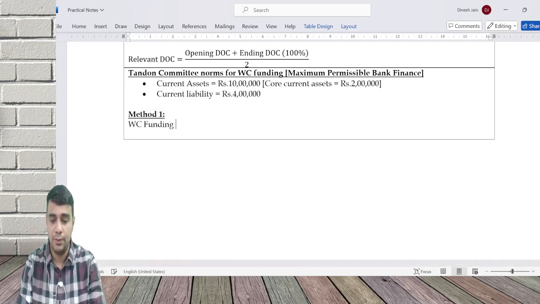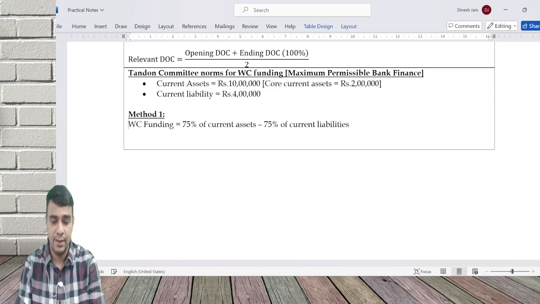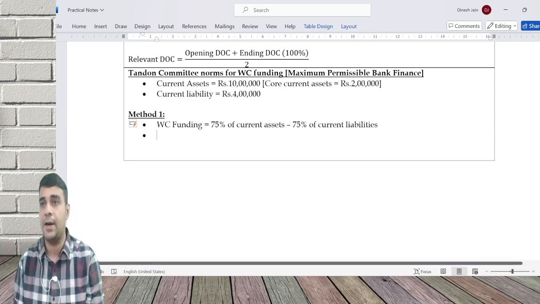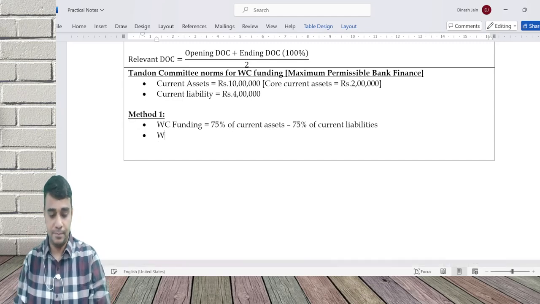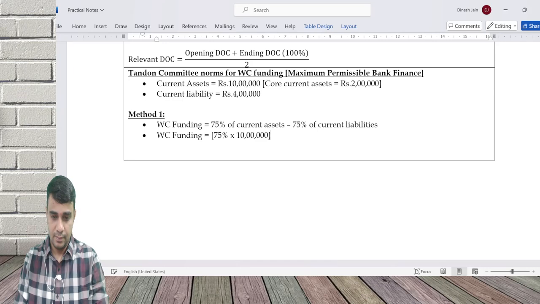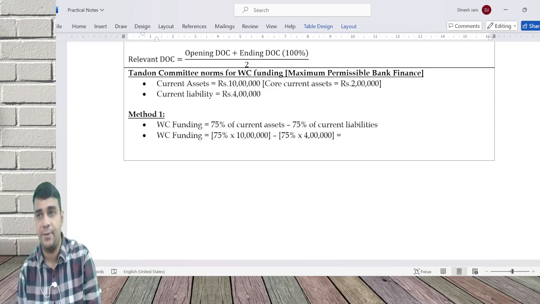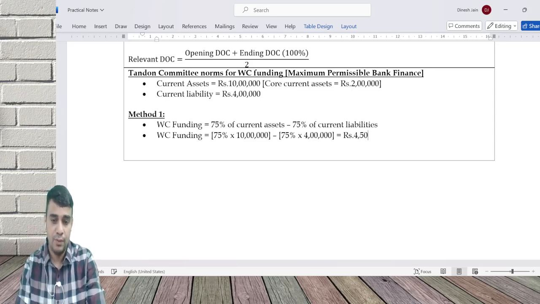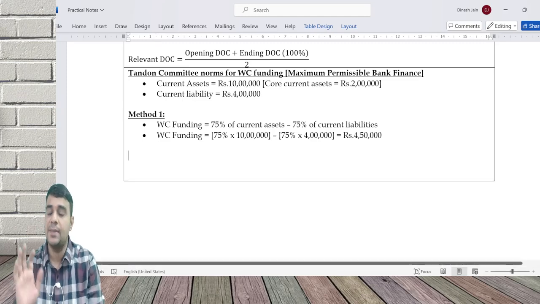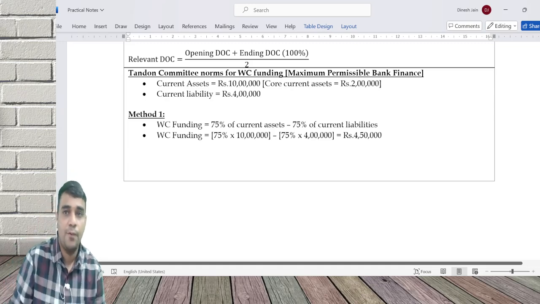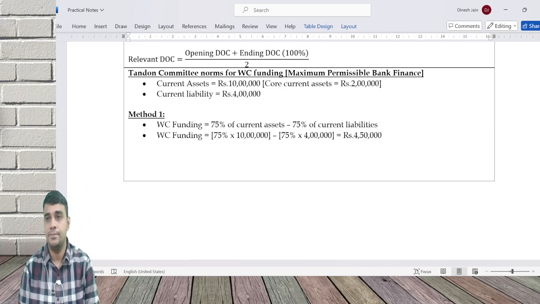Working capital funding is equal to 75% of current assets minus 75% of current liabilities. Apply this and tell me the answer. Very simple. In short, it is 75% of your working capital. 10 lakh minus 4 lakh is 6 lakh, into 75%. How much is the loan? 4,50,000. As per method 1, I'll give a loan of 4,50,000. Clear?